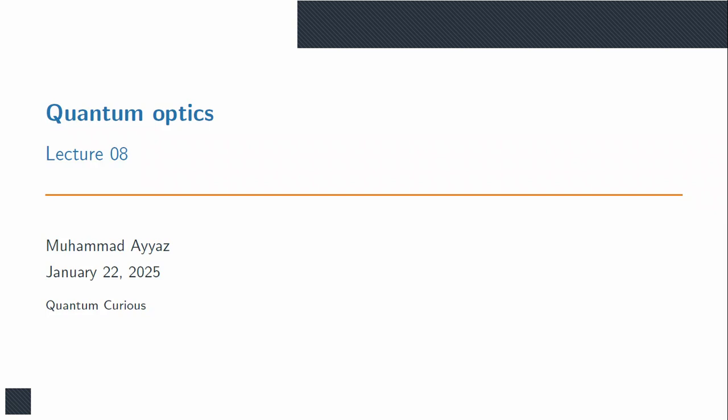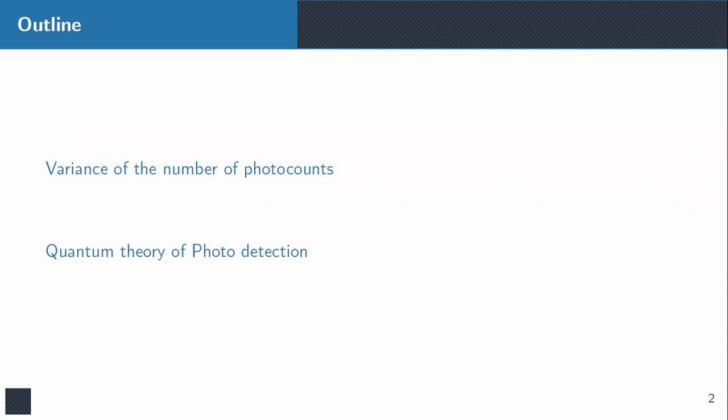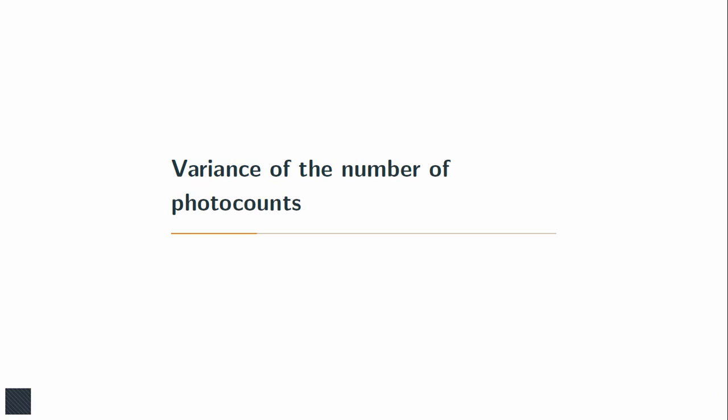So the first concept is the variance of the number of photo counts, that is, how the photo counts are distributed when they are detected, and their variance. And also we are going to discuss the quantum theory of photo detection, in which we consider the quantization of the light field as well as the quantization of the detectors. So moving on first to the variance of the number of photo counts, that is, how the detected photo counts are distributed, and which kind of physical insights they provide us with.